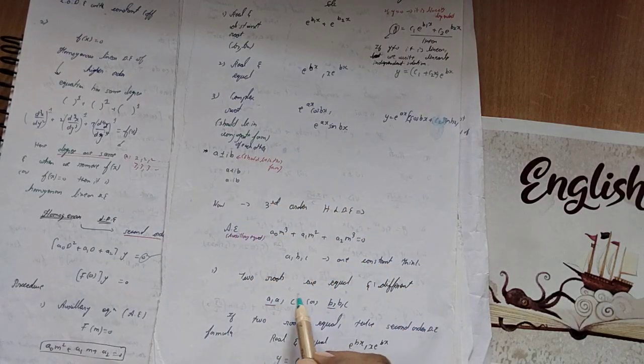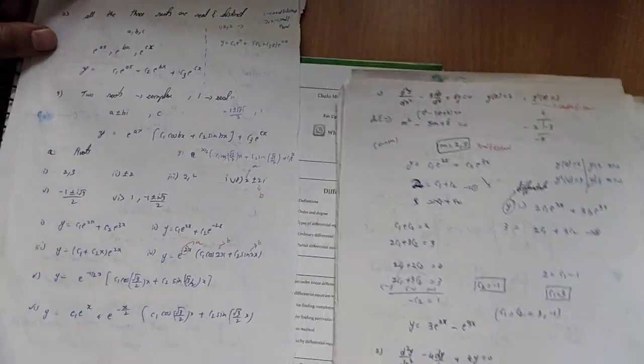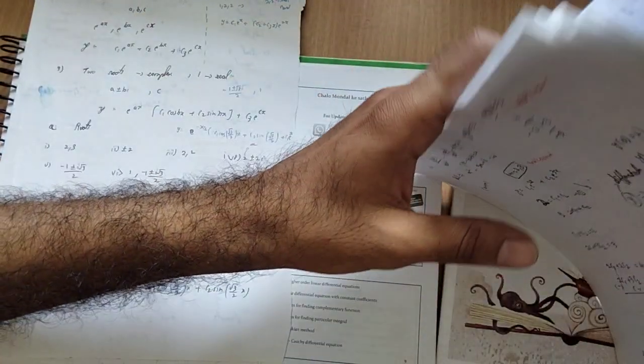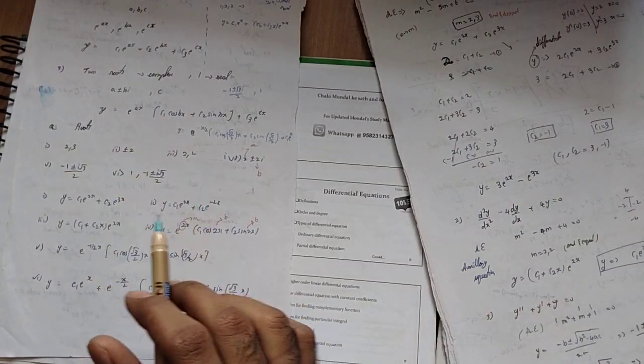Whenever two roots are equal and one is different, I will just explain this one in the questions. Sometimes while we are seeing the question, we will have a clear understanding, I think. Okay, let us see the problems.